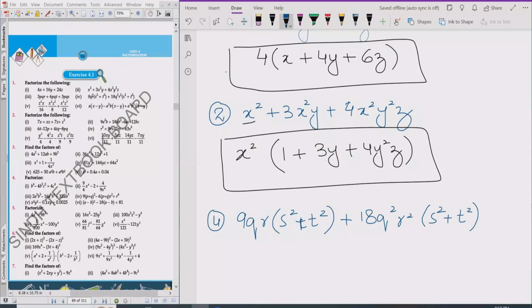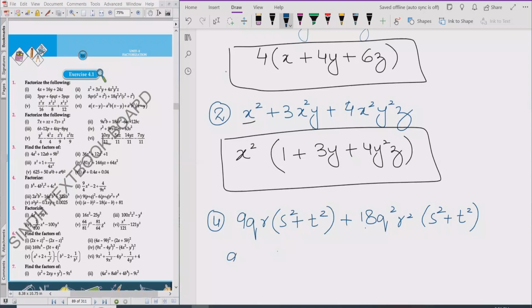So here we have multiple terms common in these two terms. First, 9 is common because here is 18 and this one is 9. So 9 can be common, and q is also common. But you can see s squared plus t squared is also common here. So we can write 9qr(s squared plus t squared), and after that we get 1 because we took everything common here.